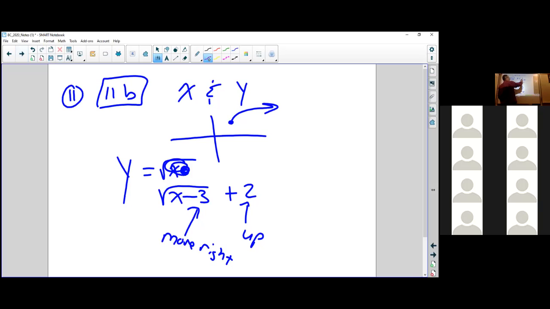Now, there's other things you could have done. Obviously, if you made a graph that had done this, that means basically you would have a negative out front. That would work as well. So there's a lot of different iterations that would work on that problem. Anything else off of 11A?